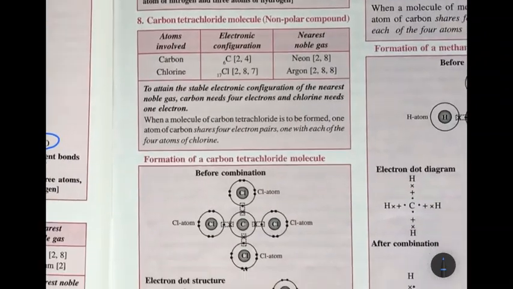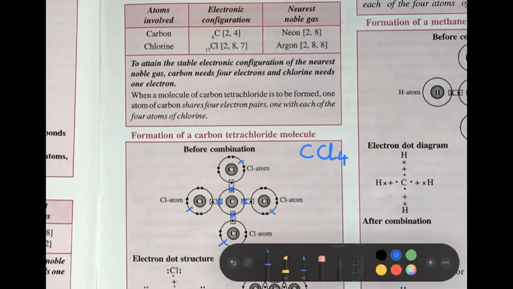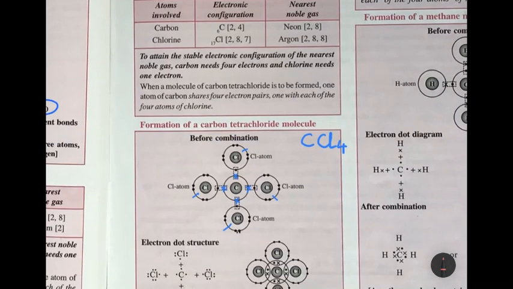Okay, next is carbon tetrachloride. Formula of carbon tetrachloride is CCl4. Tetra means 4, chloride means chlorine. So there are 1, 2, 3, 4 chlorine atoms. Carbon, you know, has 1, 2, 3, 4 electrons in its outermost orbit, and chlorine has 7. 1, 2, 3, 4, 5, 6, 7. So 1 is shared with carbon on either side. There are 4 chlorine. Okay, so each chlorine had 7, so it is sharing 1 from carbon.